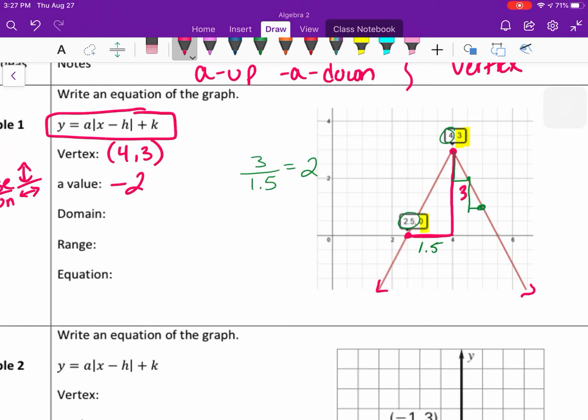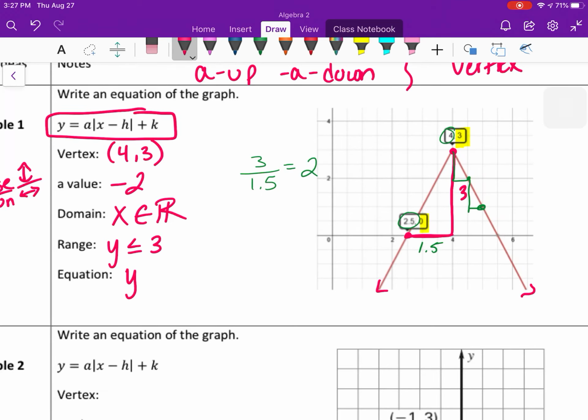Then remember, your domain for absolute value is all your possible input values. What can you plug into the function? Since you can take the absolute value of all real numbers, X is an element of the real numbers is your domain. Range depends on the output values, which is easy to see on the graph: all of our output values are less than or equal to 3. So it corresponds to the Y value in the vertex. It's less than or equal to because it opens down.